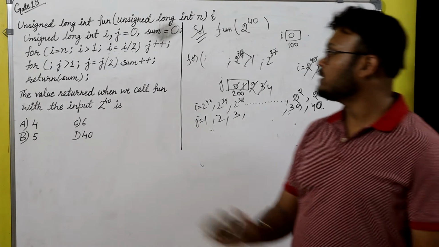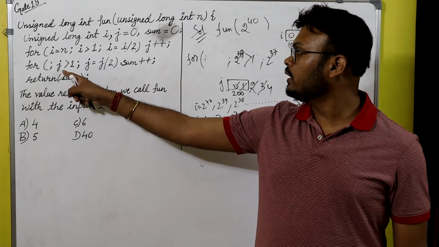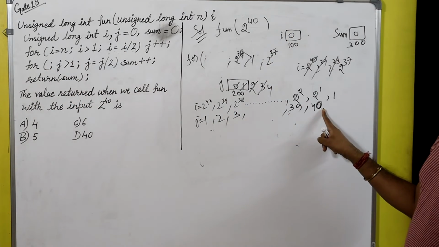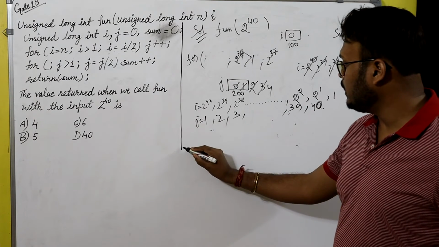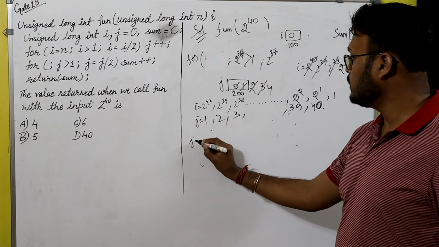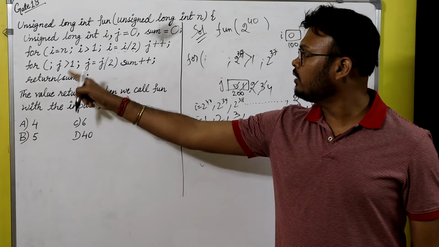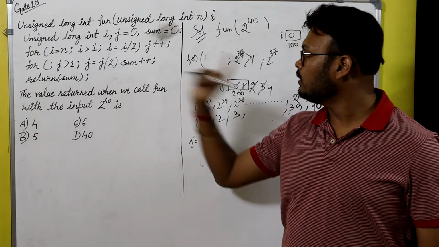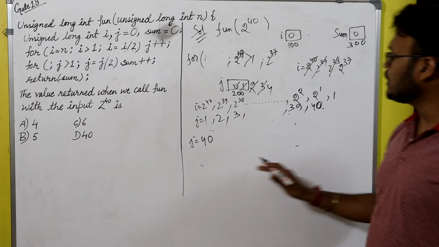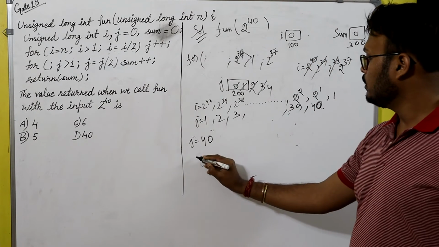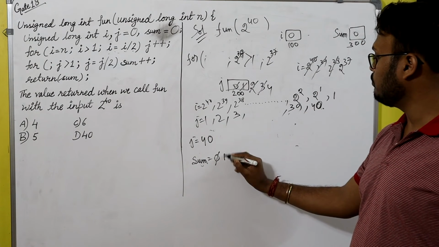So now let's come to the second for loop. So here you see j greater than 1. The value of j is 40. So now I am writing everything for the second for loop. For j is equal to 40, j greater than 1, yes, 40 is greater than 1. So sum plus plus. It means whatever the value of sum, just increment it by 1. So sum will become, initially it was 0, so it will become 1.